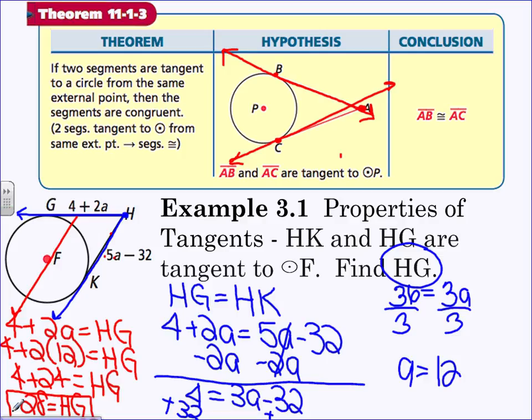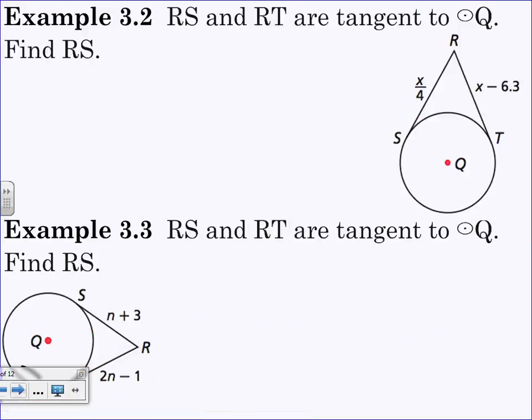Let's try another one then. Okay, RS and RT are tangent to circle Q. So you have circle Q, and it says that RS and RT are tangent lines. So if they're tangent, what can I say about RS and RT? That they're equal to each other. So RS equals RT.